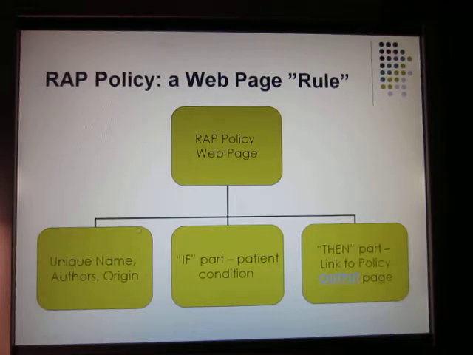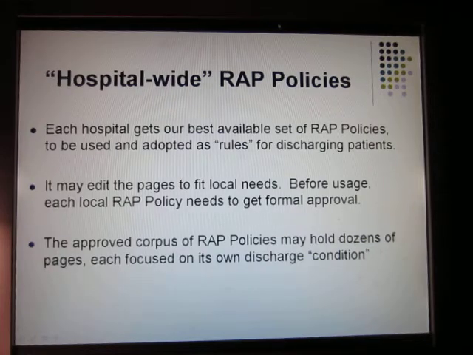The RAP policy web page has three parts: a unique name, an if condition, an if part, which is talking about a patient condition, and a then part, which is a link to a policy output page. This will direct the user to do various things on his own behalf.